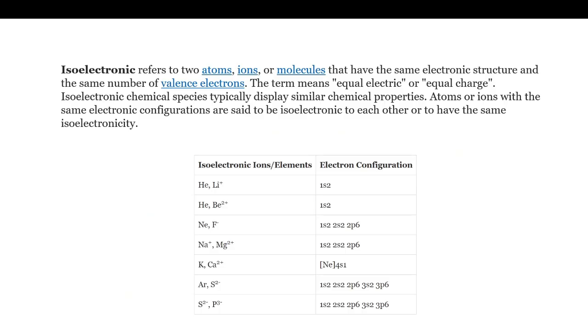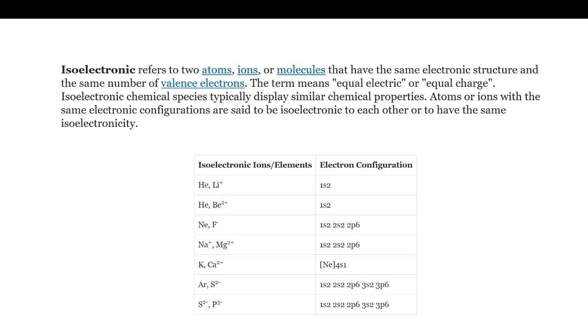Isoelectronic refers to two atoms, ions or molecules that have the same electronic structure and the same number of valence electrons. The term means equal electric or equal charge. Isoelectronic chemical species typically display similar chemical properties. Atoms or ions with the same electronic configurations are said to be isoelectronic to each other or to have the same isoelectronicity.